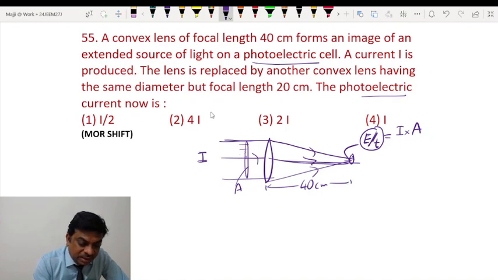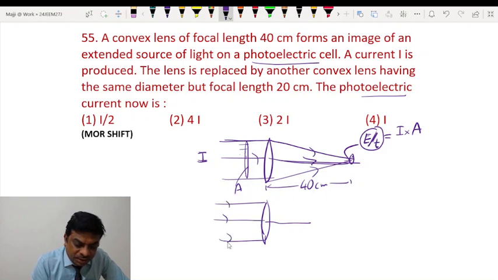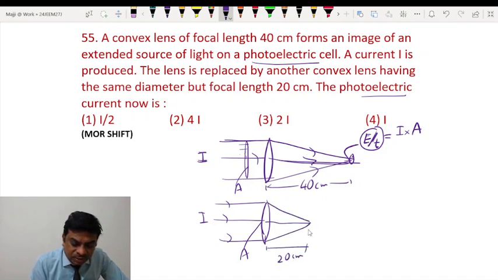In the second case, they have given that it has been replaced by another lens of the same diameter. So that means the intensity of light is already the same, and the area is also the same. The only difference is that it is at a distance of 20 cm. It doesn't matter, you can see the area is the same, so the energy incident per unit time is still the same.